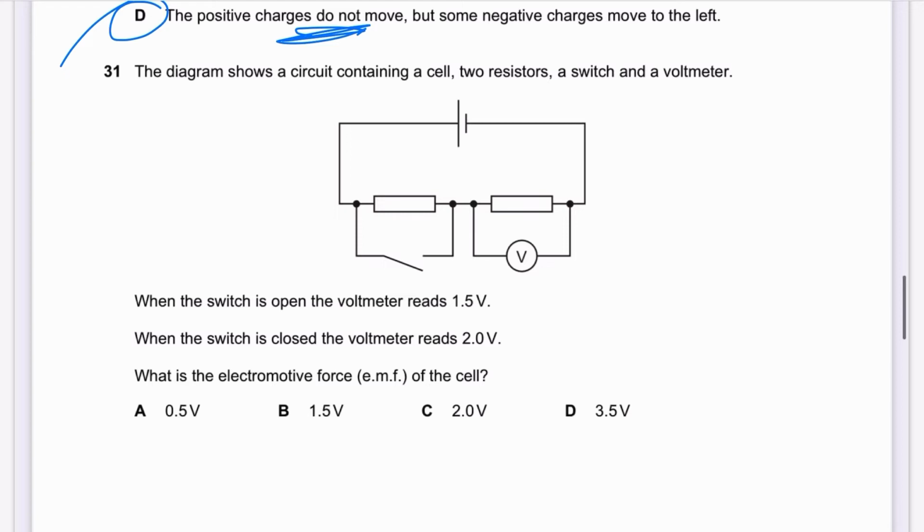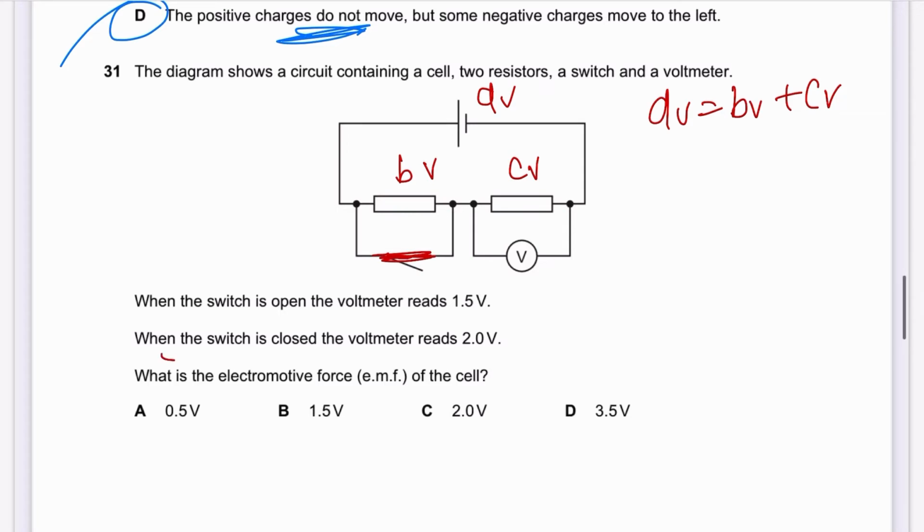Now, when 2 resistors are in series, if you add the voltages, that becomes the total voltage of the cell. So when the switch is closed, A volts is equal to B volts plus C volts, because both the resistors are in series.